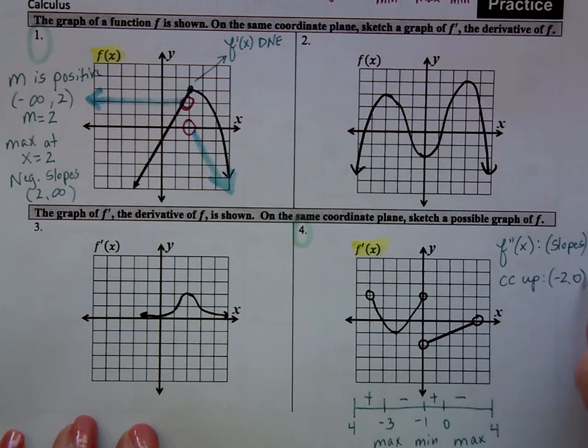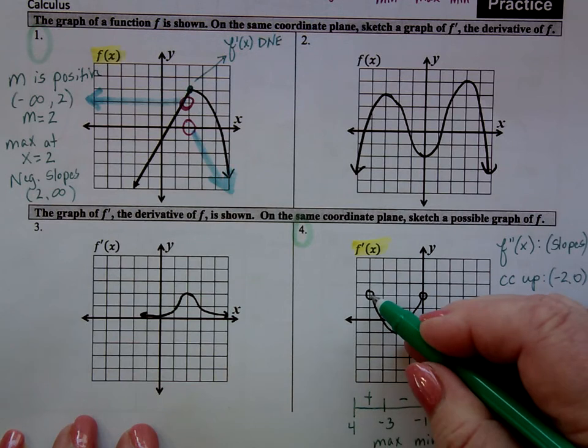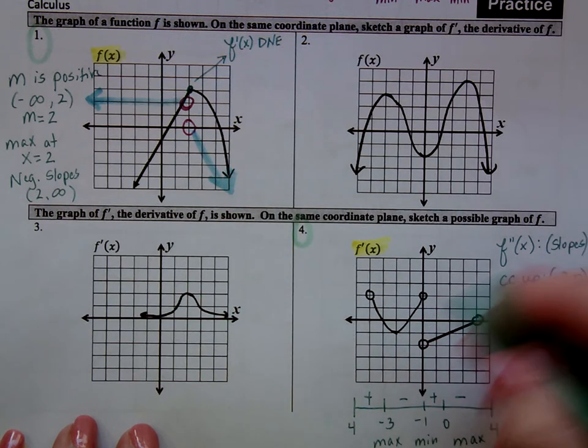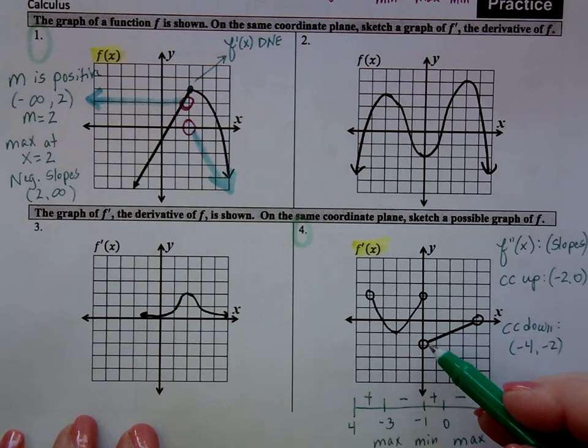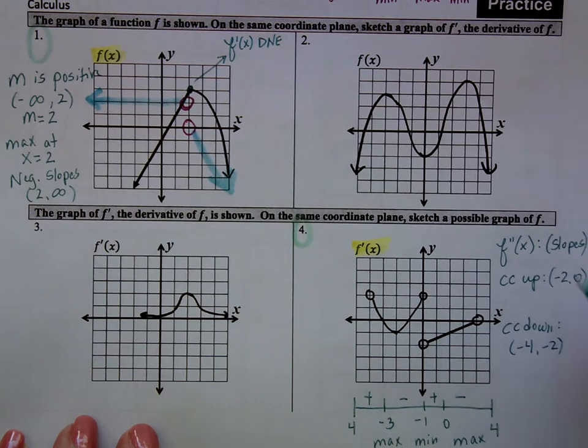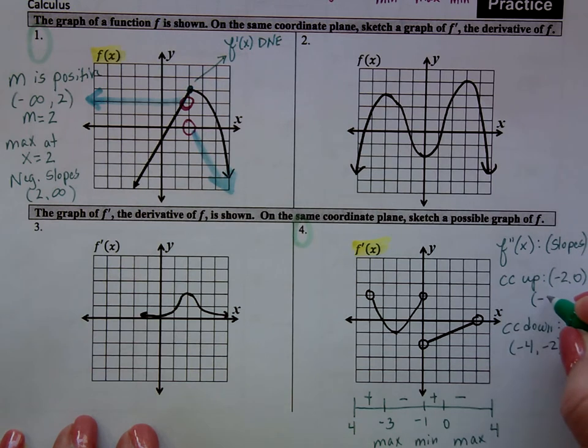I should start from the left. So concave down's the first thing. All of my slopes are decreasing. So from negative 4 to negative 2. And then I was concave up from negative 2 to 0. And then over here, from 0 to 4, I'm also concave up. All of my slopes are positive. So it's from 0 to 4.